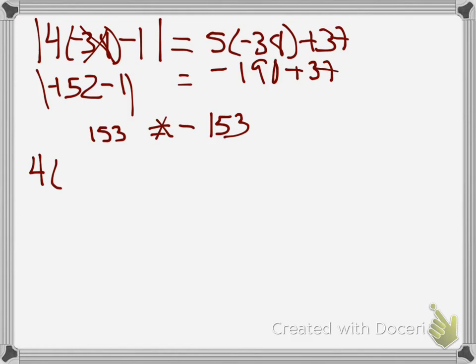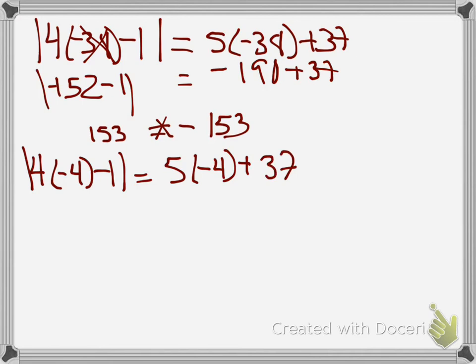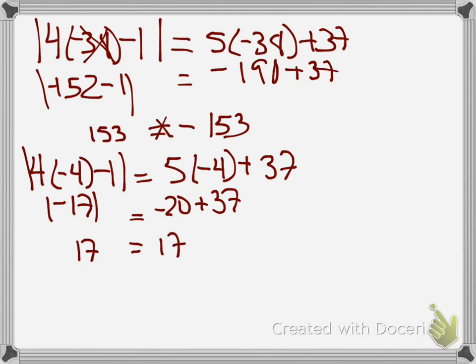Now let's check the other one. 4 times -4 minus 1, absolute value of that, 5 times -4 plus 37. Well, this is going to give me -17. Absolute value of that is positive 17. This is going to give you -20 plus 37, which is 17. So that works. Check, check. Final answer is -4 only. And there you go.